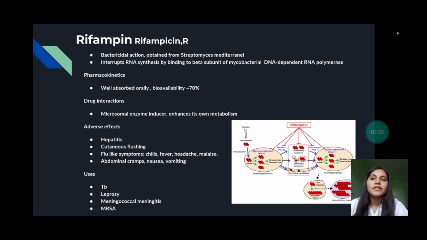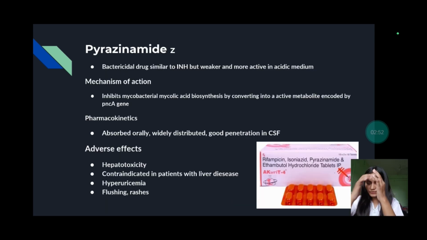Adverse effects: hepatitis, cutaneous flushing, flu-like symptoms, chills, fever, headache, malaise, abdominal cramps, nausea, vomiting. Uses: it is used in the treatment of TB, tuberculosis, leprosy, meningococcal meningitis, and MRSA, methicillin-resistant Staphylococcus aureus.